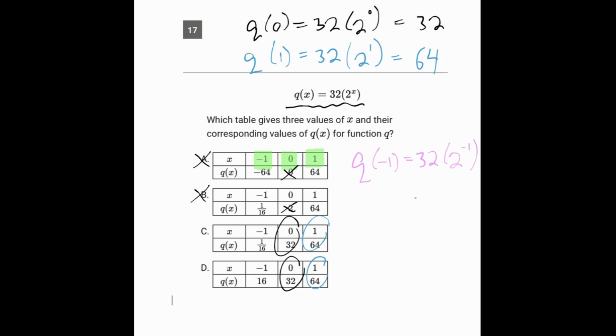So coming over here, we've got 32 times 2 to the -1, which is the same as saying 32 times 1 over 2. And so that's half of 32, which is 16. So when x is -1, y is 16. And so our answer here is D.